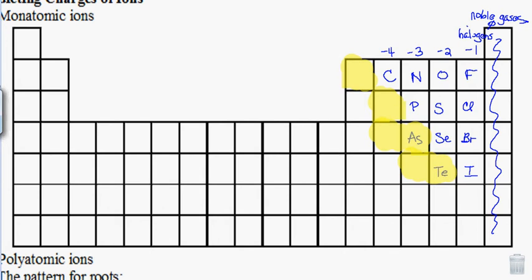When you go and you name these ions, because they are nonmetals, all of them will end with an IDE ending. So when you are talking about carbon as an ion, you're going to call it carbide. Nitrogen as an ion, you're going to call it nitride, etc., as you add the IDE ending, replacing the original ending that was there.